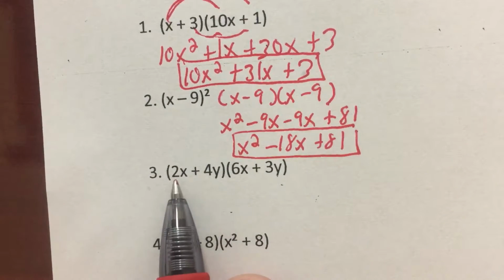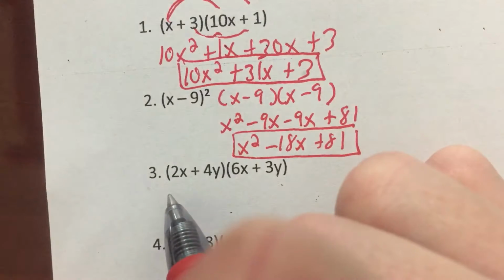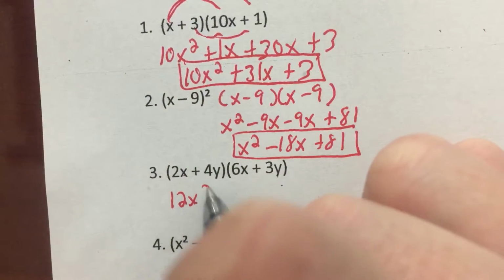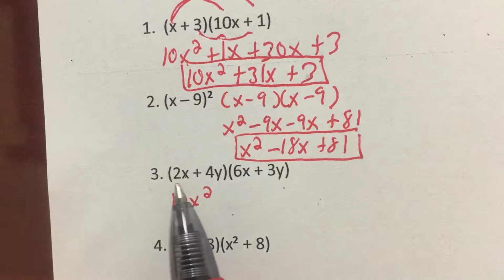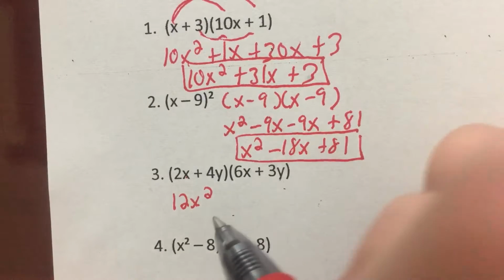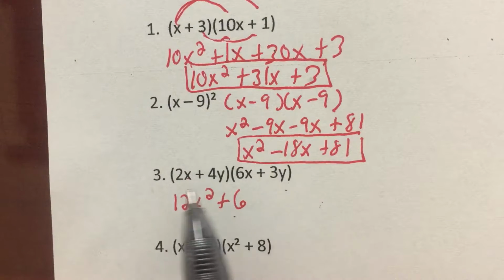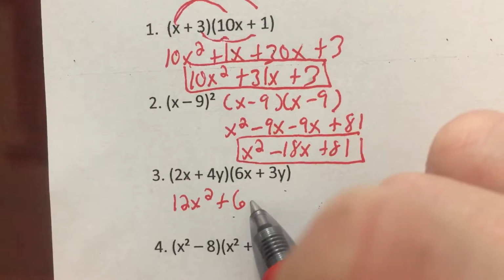Number 3, 2x times 6x. The 2 and the 6 make 12. And remember that x times x is still x squared. 12x squared. The 2x times the 3y. The 2 and the 3 multiply to give us a positive 6. But because these are two different letters, x and y, we just write that xy.